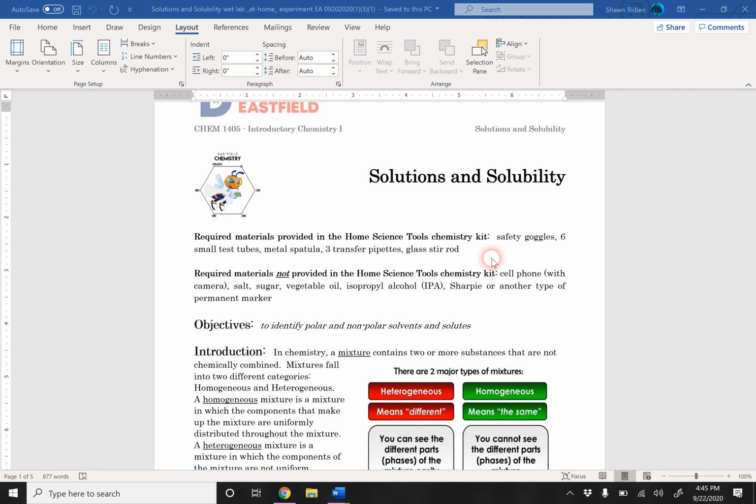But the things that won't be in your kit are your cell phone, and this is just to record yourself. You'll need salt, so just table salt is fine. Sugar, table sugar, that's all you need. Vegetable oil. If you don't have vegetable oil, you could also use olive oil or sesame oil, some kind of cooking oil. Peanut oil would be fine too. Any kind of oil should work just fine. Isopropyl alcohol, so this is your normal bathroom alcohol, which should say something like rubbing alcohol. A Sharpie, or some other type of permanent marker.